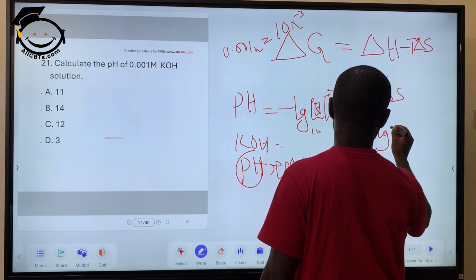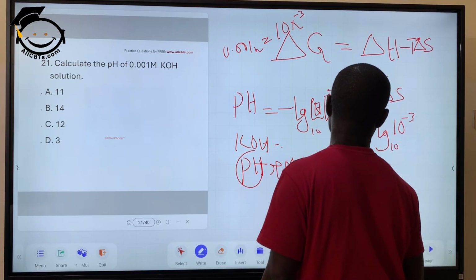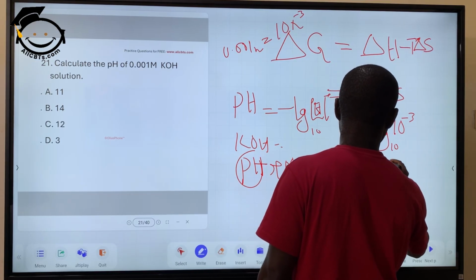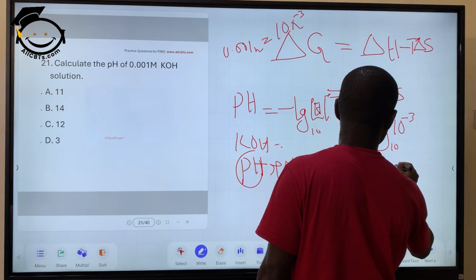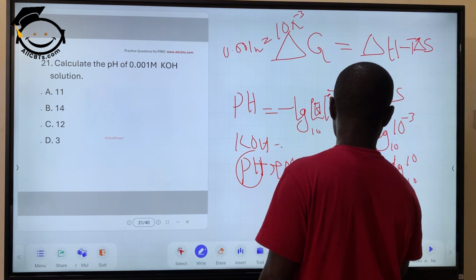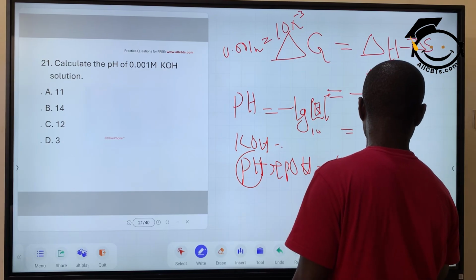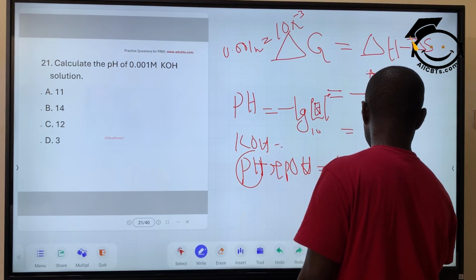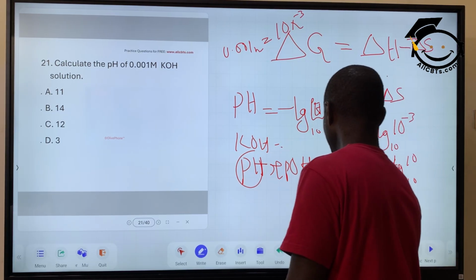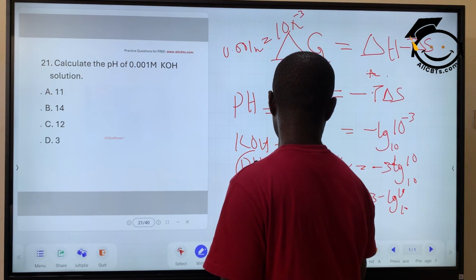So in that case, we have log 10, 10 to the negative 3. Solving this further, bring down the indices: minus 3 times log 10, 10. Log 10, 10 is 1. So this gives you minus 3, negative minus 3 times negative gives us plus 3. Log 10, 10 gives us the value of 3. Therefore, pOH equals 3.